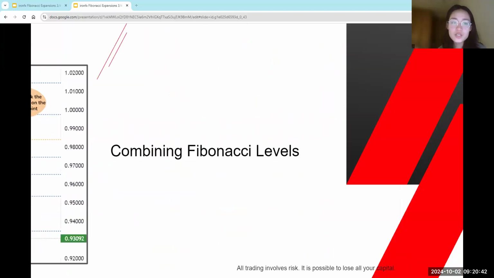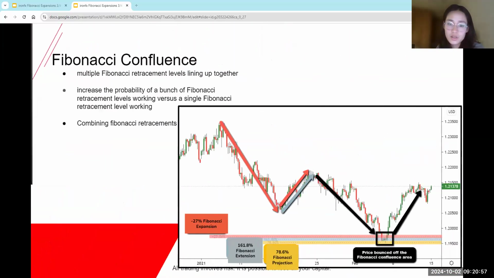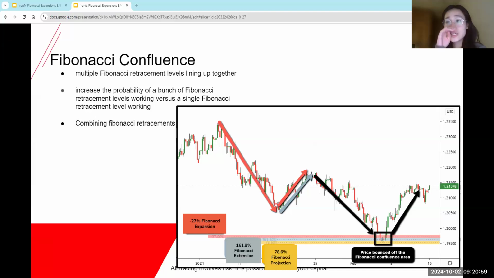Okay, so confluence areas are pretty important and they're basically levels that have multiple Fibonacci levels lining up, namely two or three or more than two Fibonacci levels lining up. So the trick here is to find multiple Fibonacci retracement levels that line up together so that you can increase the probability of a bunch of Fibonacci retracement levels working versus a single Fibonacci retracement level working on its own.